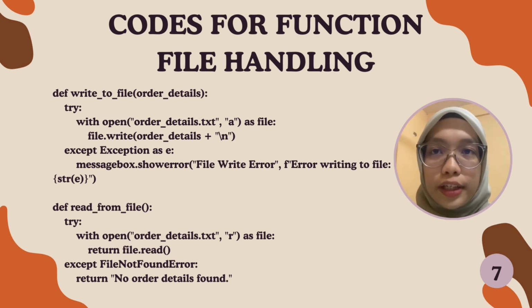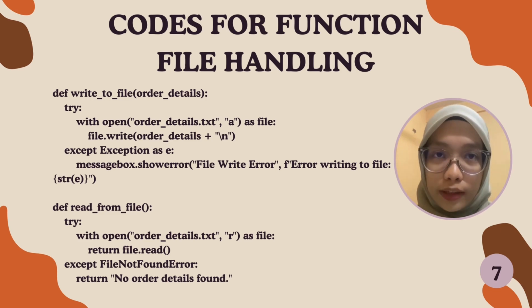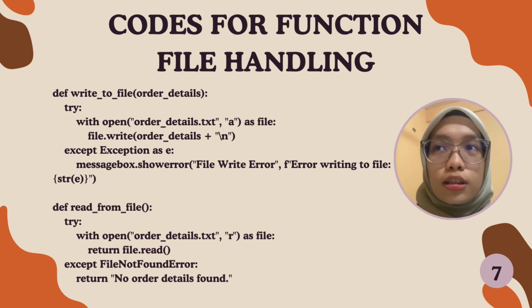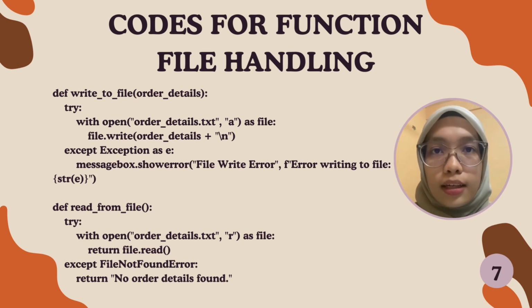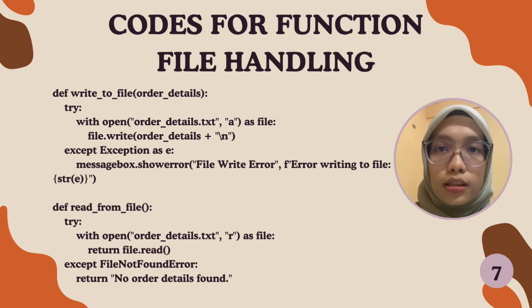So next, the def read_from_file function is designed to read the content of the order_details.txt file. It uses a try block to handle the scenario where the file might not exist, FileNotFoundError. If the file exists, it reads the content and returns it. In case the file is not found, an information message will display using messagebox.showinfo, which is no order details found.